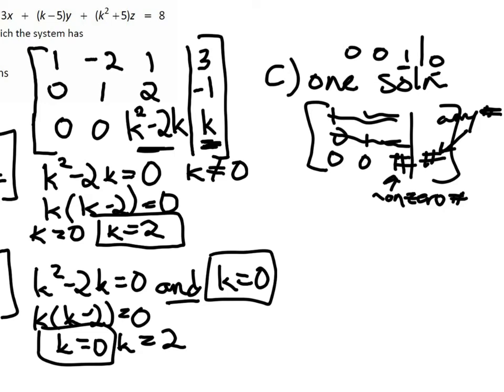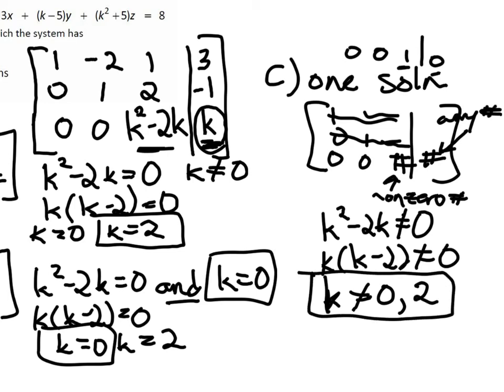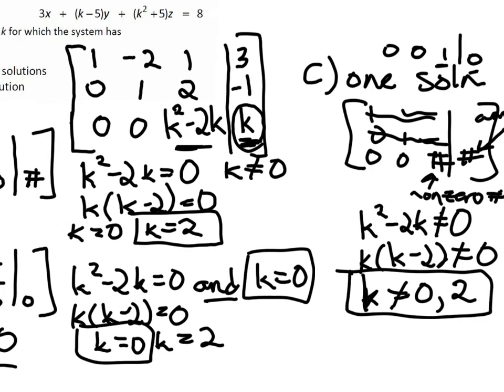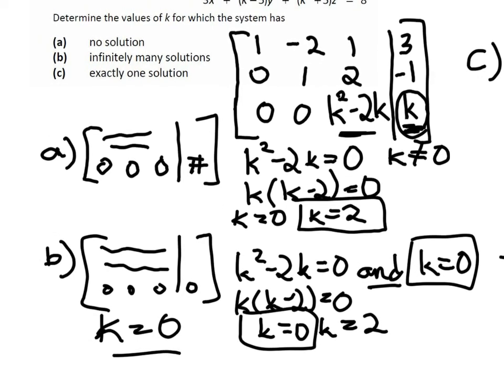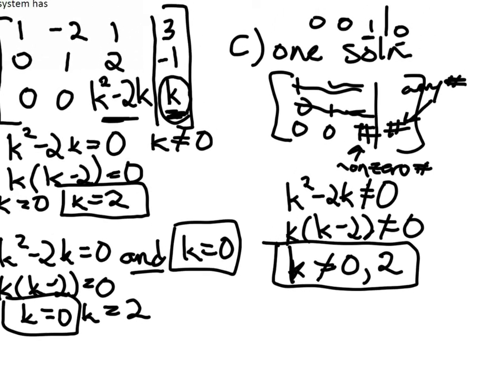Okay, so one solution, if k squared minus 2k is not 0, that's all we need. This entry over here could be anything, it doesn't matter. So that's if k times k minus 2 is not 0. So if k is not 0 or 2, if k is anything other than 0 or 2, we would have a unique solution. If k equals 2, oops, it turned out we would have no solution. And if k equals 0, we have infinitely many solutions. If k is neither one of those, we have a single solution.